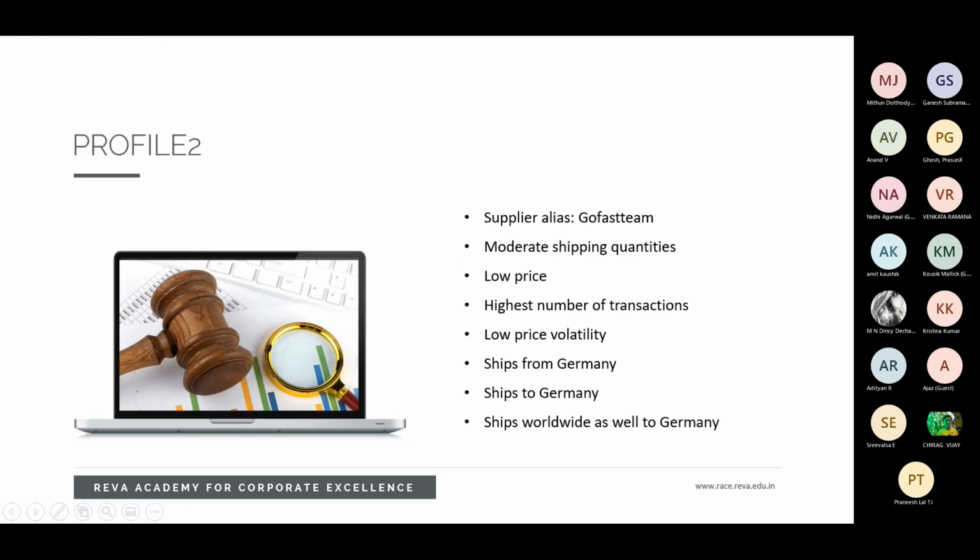When you look at Go Fast Team, he's shipping what? Moderate quantities, low price, highest number of transactions, low price volatility, shipping from Germany to Germany, shipping worldwide as well as to Germany.